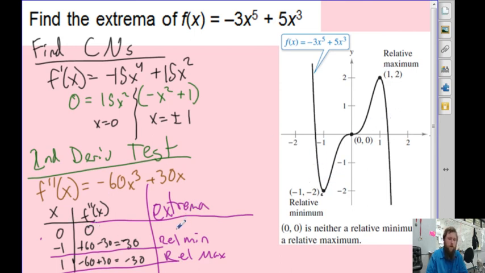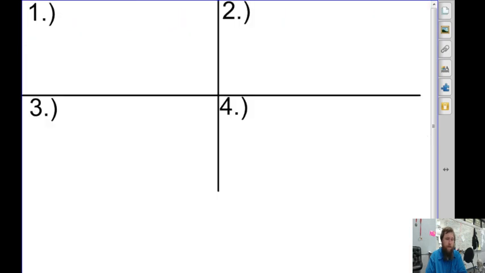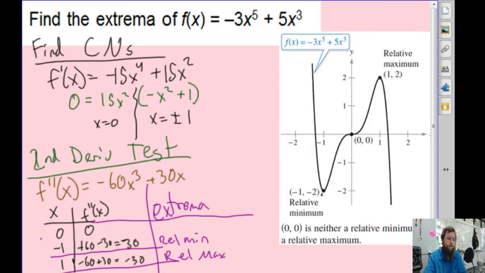Now for 0, we can't use the second derivative test. So we have to go back to the first derivative test. And this is where you're checking values on the left and right. So when x is equal to 0, what I'm going to end up doing is making a chart. And if you made your chart, you would see that you're increasing on the left and increasing on the right. So it's neither a relative minimum nor a relative maximum. And that's it. I'm going to stop.